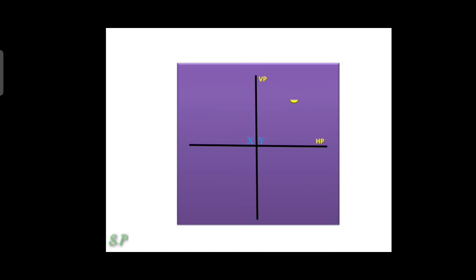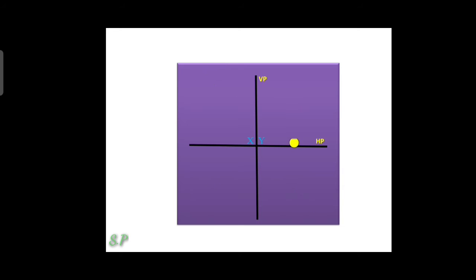First I am locating a point in the first quadrant. How can you identify this point? The point is above HP and in front of VP. Next I am locating a point in the second quadrant. You can identify it as above HP and behind VP. Next, a point in the third quadrant: below HP and behind VP. Next, a point in the fourth quadrant: below HP and in front of VP.